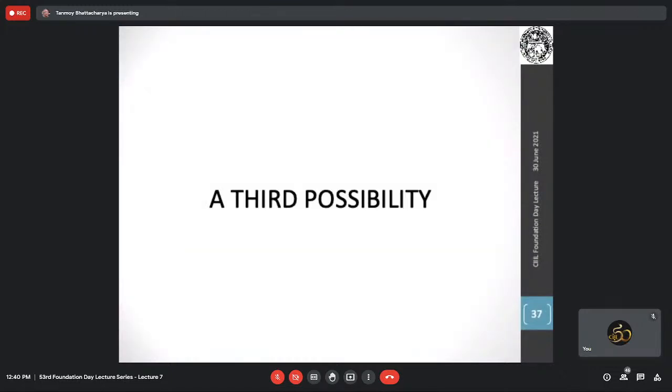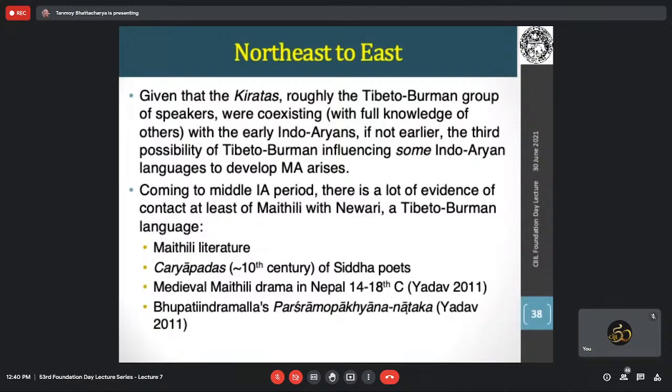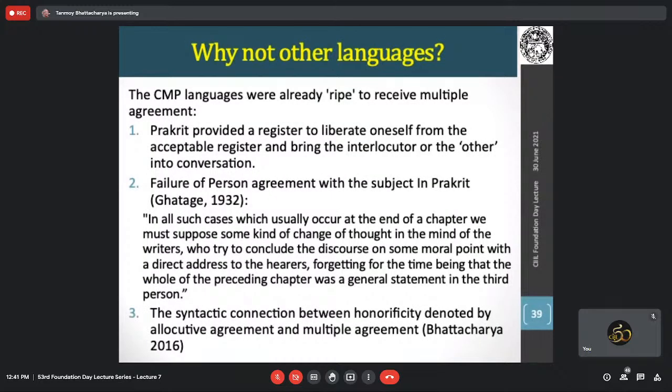So other Indo-Aryan languages, because I've already established the importance of this region in the geography. Okay, so we're looking at this eastern UP Bihar range all the way to, let's say, North Bengal. And then we talked about the Kirata Desha possibility. So we're looking at that. So therefore, the spread of the feature I'm claiming is from the northeast to the east. Given that the Kiratas, this I've already read out earlier, but why not other languages?